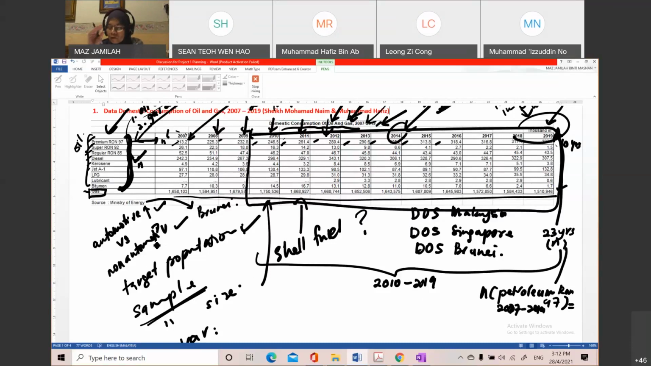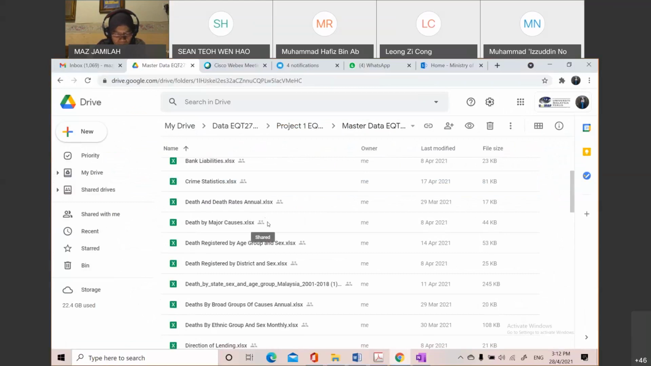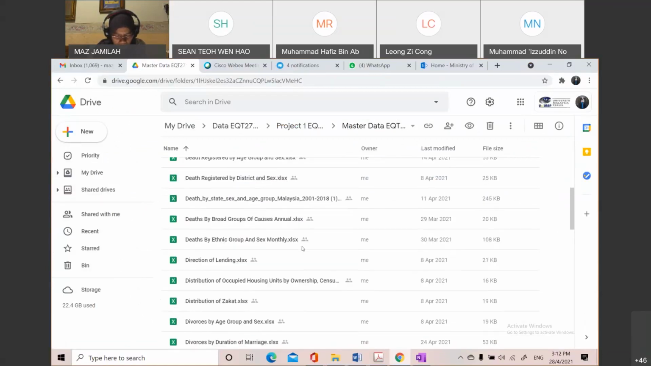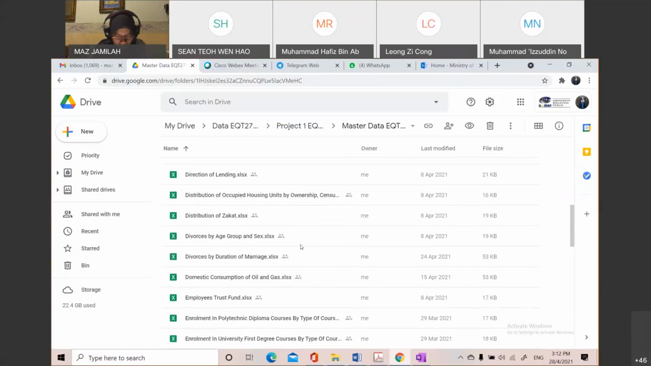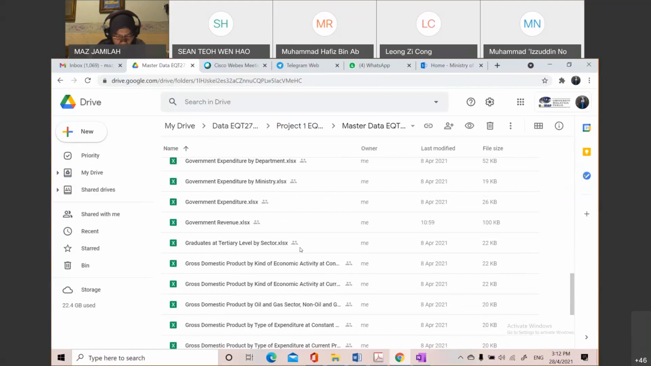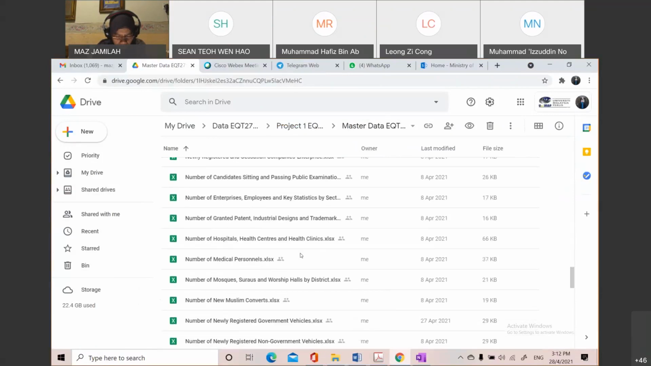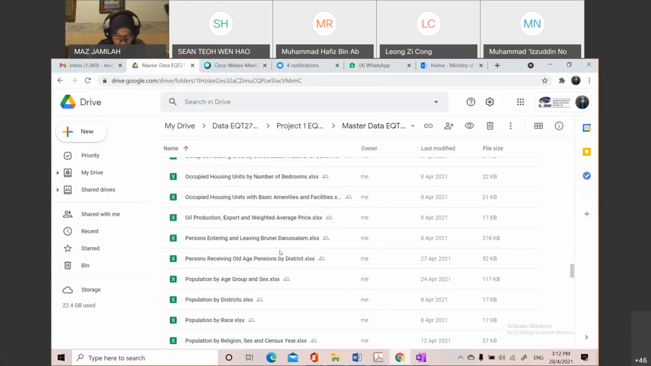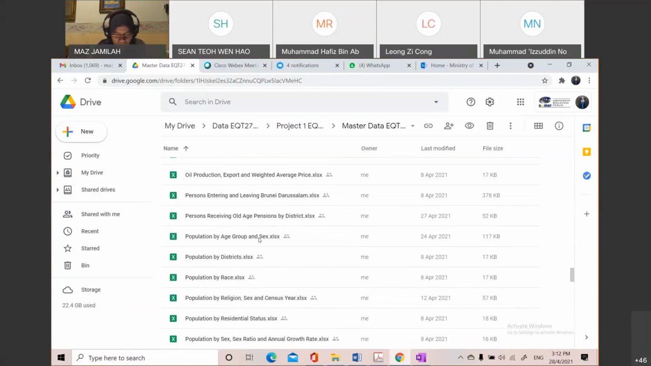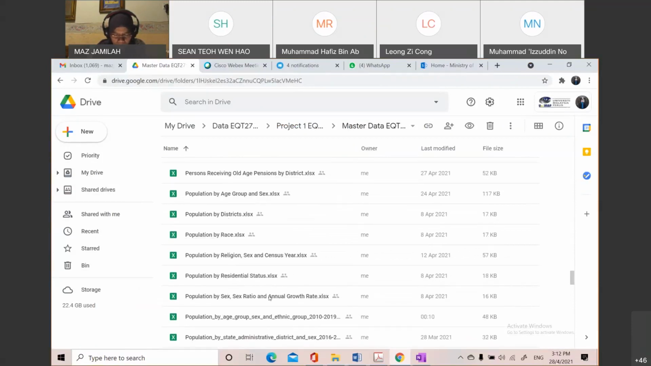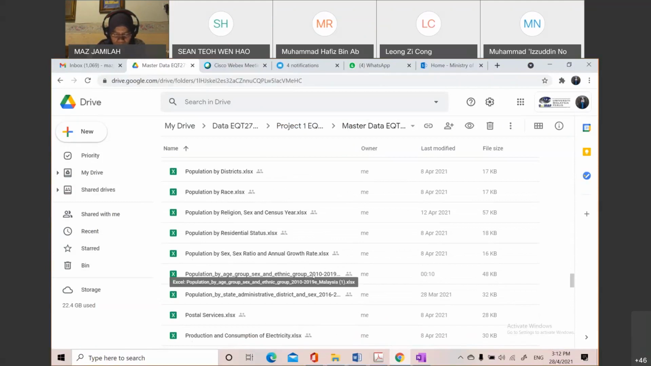Okay, if in your case, what data set is that? Can I look through your data set? Sure. My data set is about population by age group, sex, and ethnic group, from 2010. Is it this one? Ethnic. Yeah.